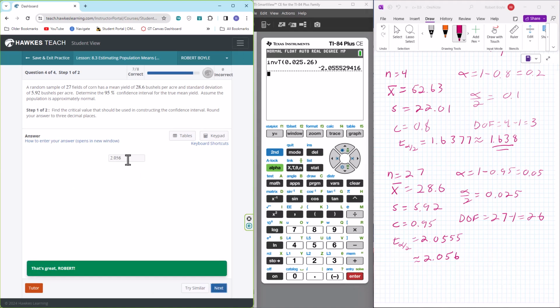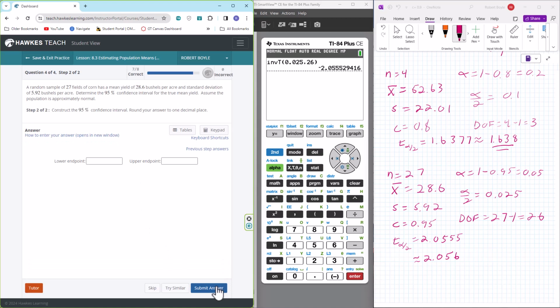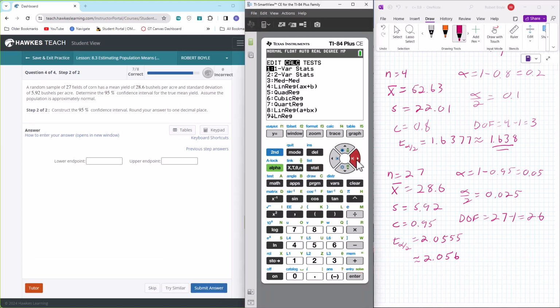Okay, and now for the last part. To find our confidence interval, we want to go into stat, test, number 8 for t interval. We want to use stats there. My sample mean is 28.6. Sample standard deviation is 5.92. Number of samples is 27. Confidence interval is 0.95. Okay, go ahead and calculate.